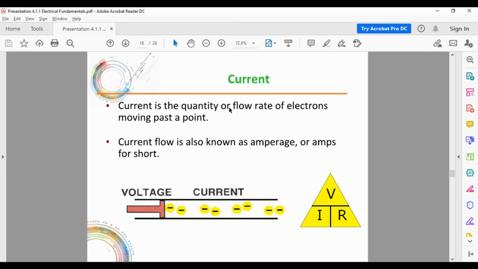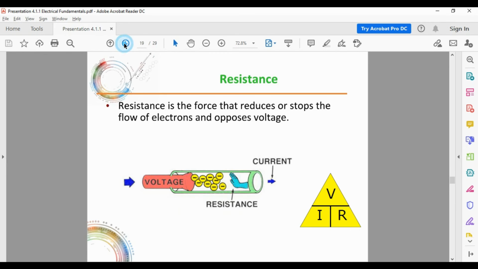Current is the quantity or the flow rate of electrons moving past the point. Current flow is known as amperage, or amps for short. Voltage is measured in volts, and current is measured in amps. Resistance is the force that reduces or stops the flow of electrons and imposes voltage.